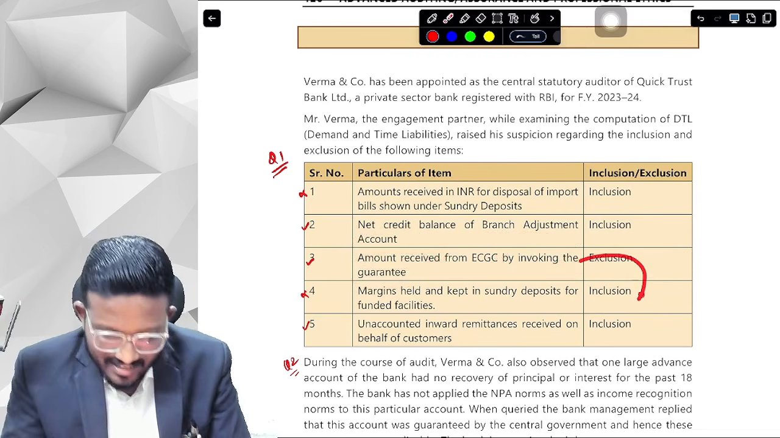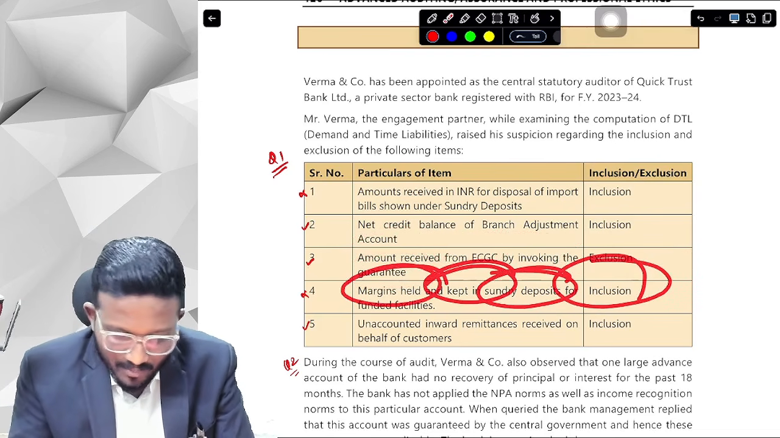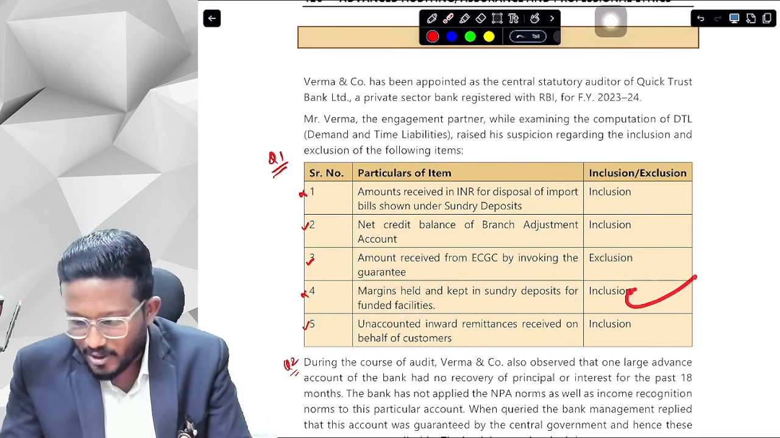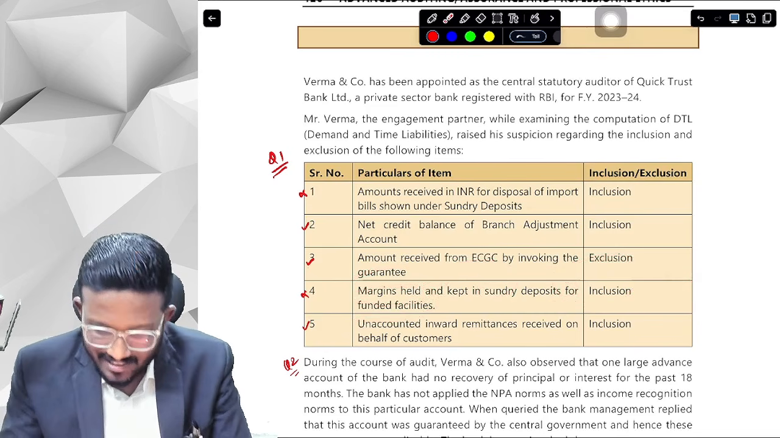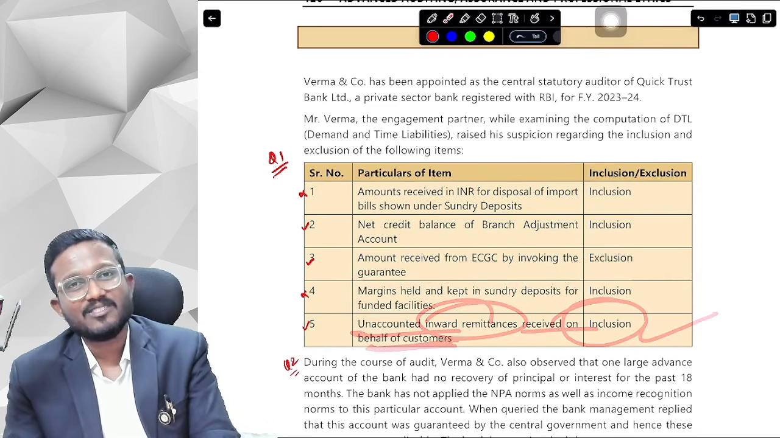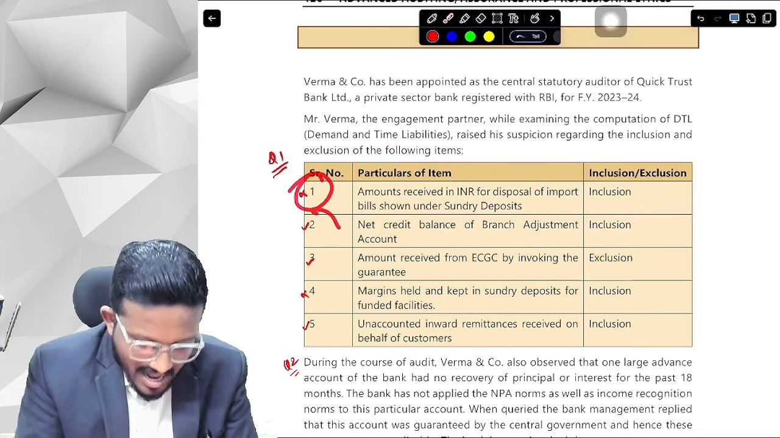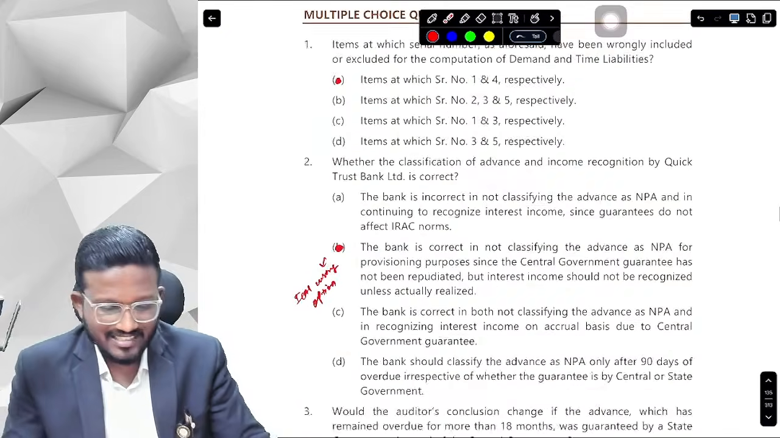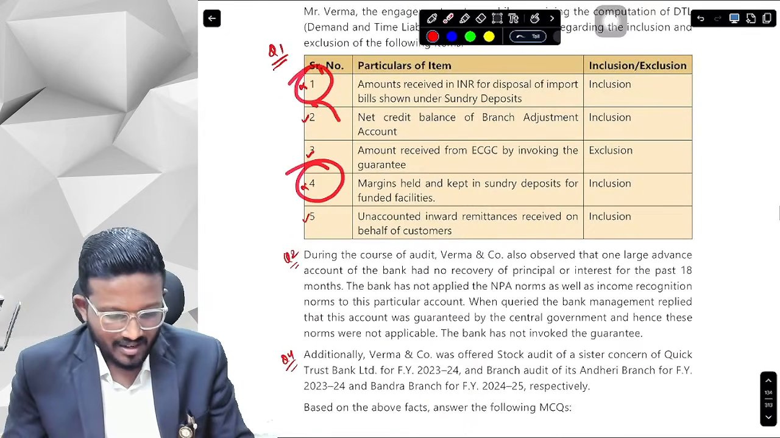This is correct. Next, they have included margins held and kept in sundry deposits for funded facilities. No sir, this is not to be included. This is to be excluded. Next, they have included unaccounted inward remittances received on behalf of customers. That is also correct. So serial number 1 and 4 are incorrect. Okay, yes sir. So here serial number 1 and 4 are incorrect. Next is question number 2.